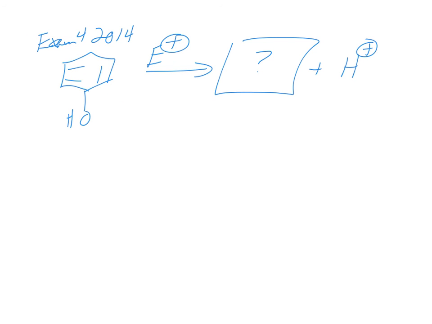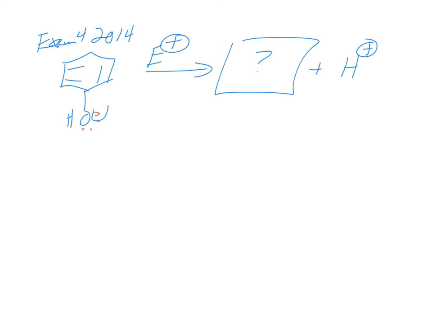Right? Think about it. I thought the ring was stable. The ring is stable, but E plus is a really good electrophile, and I'm telling you we're making H plus. And it just so happens that this oxygen is right next to that ring. Could you draw some resonance structures with this oxygen? What would you do? Would you push electrons into the ring or out of the ring with those lone pairs?